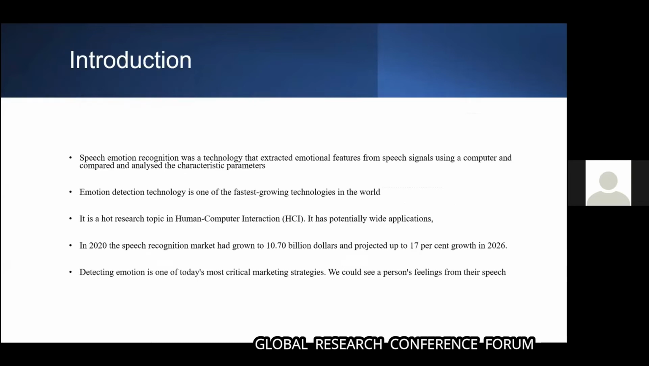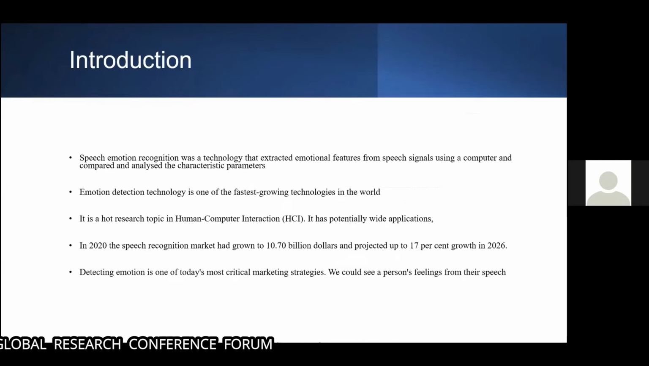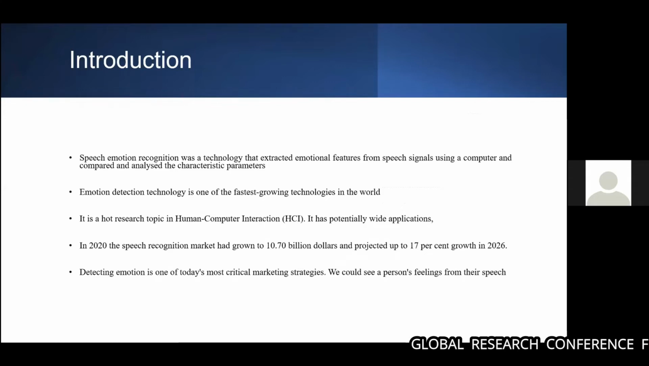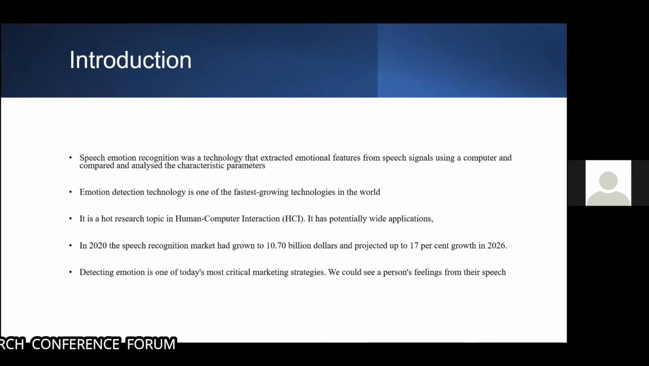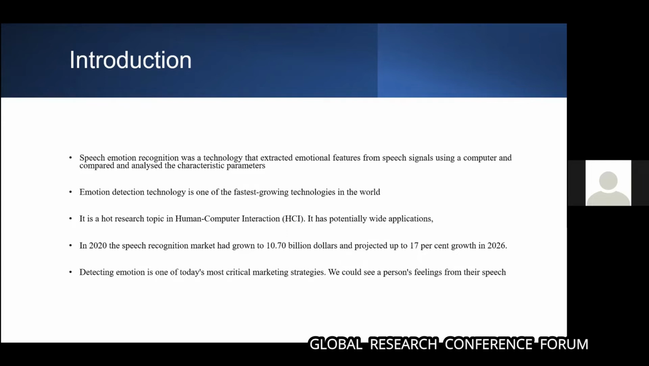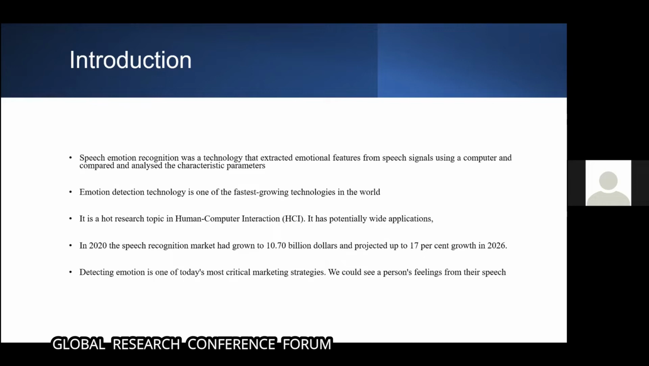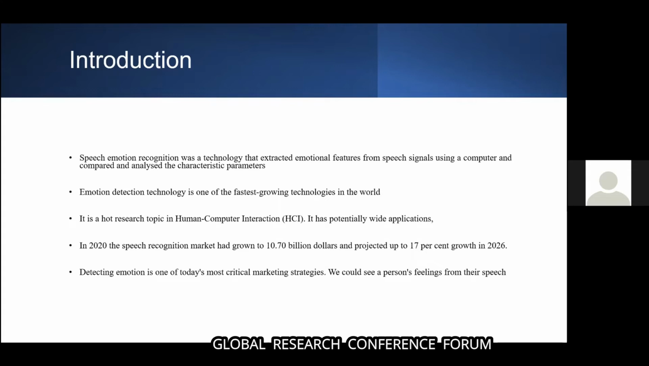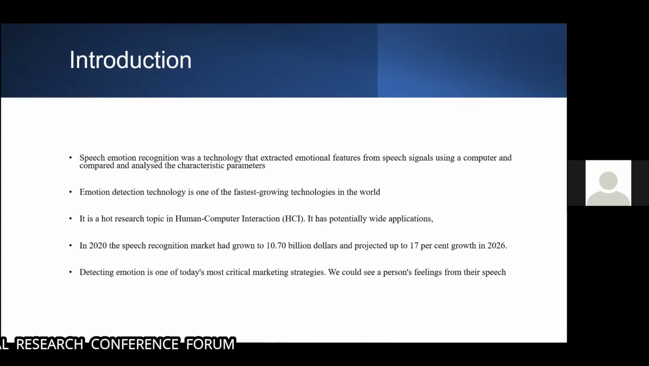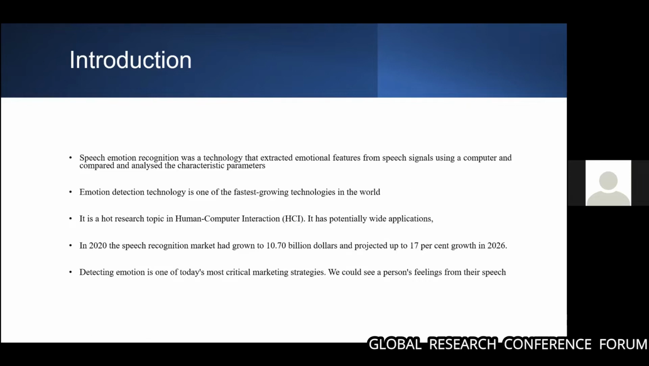In the introduction, what I want to say is that detecting emotion is a very critical job, and we will detect feelings from speech. It is very important because it is a very hot topic nowadays in human computer interaction, and it has potentially very wide applications. In 2020, the speech recognition market grew to $10.73 billion and is projected to grow at 17% up to 2026. And detecting emotion is one of the most critical marketing strategies, so it could read a person's feelings from their speech.